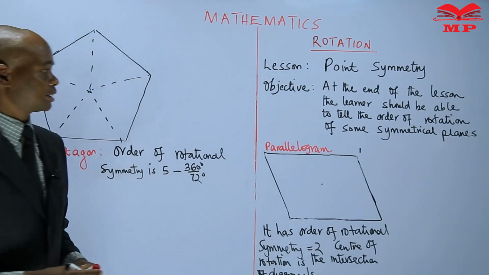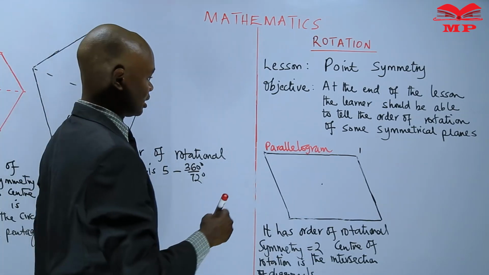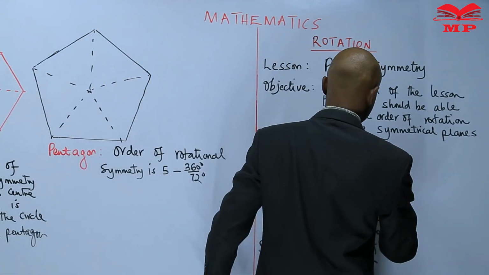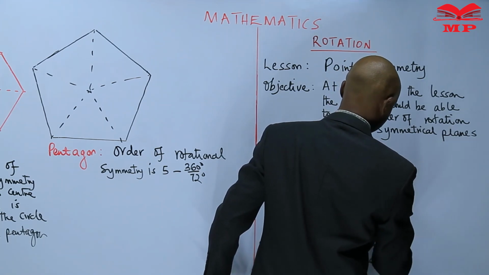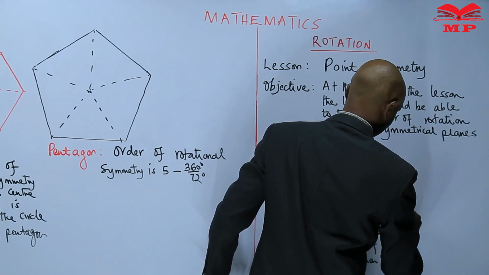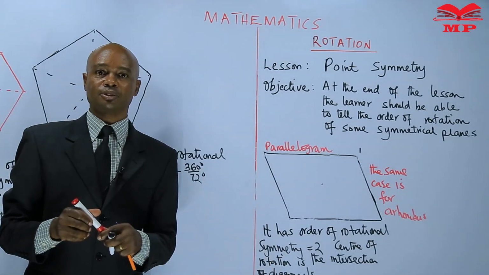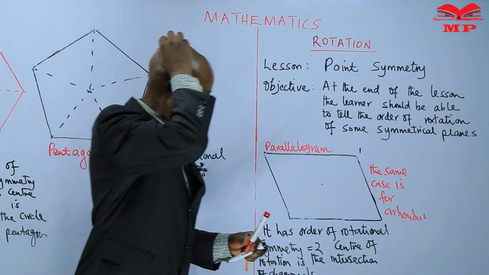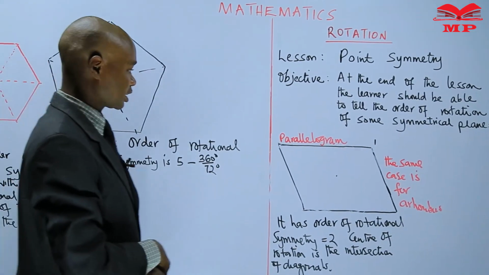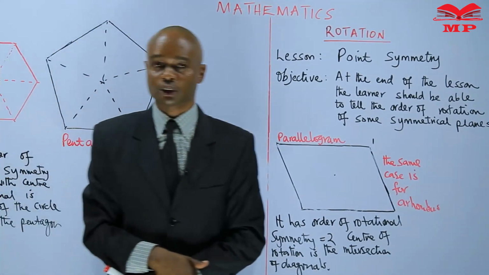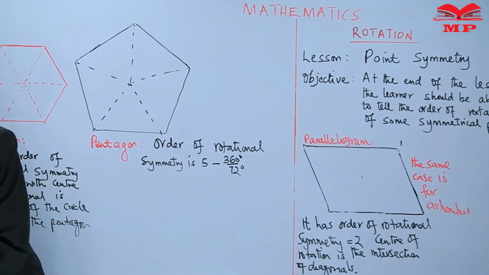Note that, learner, the same case is for a rhombus. A rhombus will also have order 2, order of rotational symmetry equal to 2. Center of rotation is still the intersection of the diagonals.